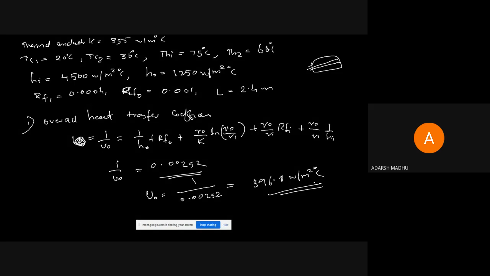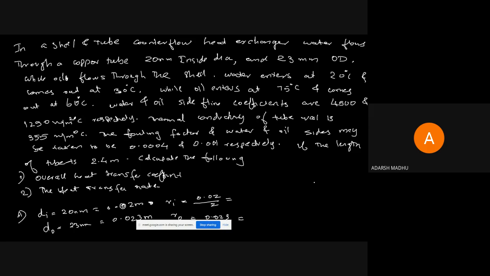Let us go to the next one. The second question was the heat transfer rate. Here we need to find the value of the heat transfer rate.